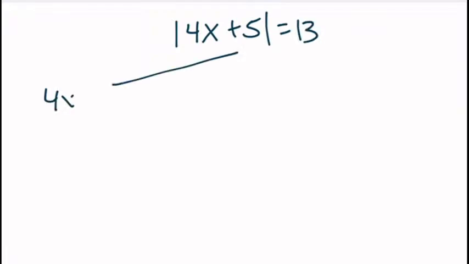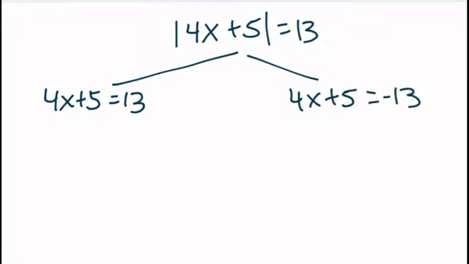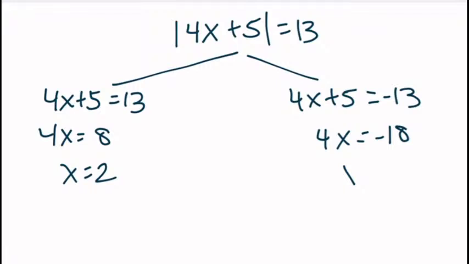Let's do 4x plus 5 equals 13. 4x plus 5 equals positive 13, and 4x plus 5 equals negative 13. 4x equals 8, x equals 2. 4x equals negative 18, and then x equals negative 18 over 4. So x is equal to negative 9 over 2.